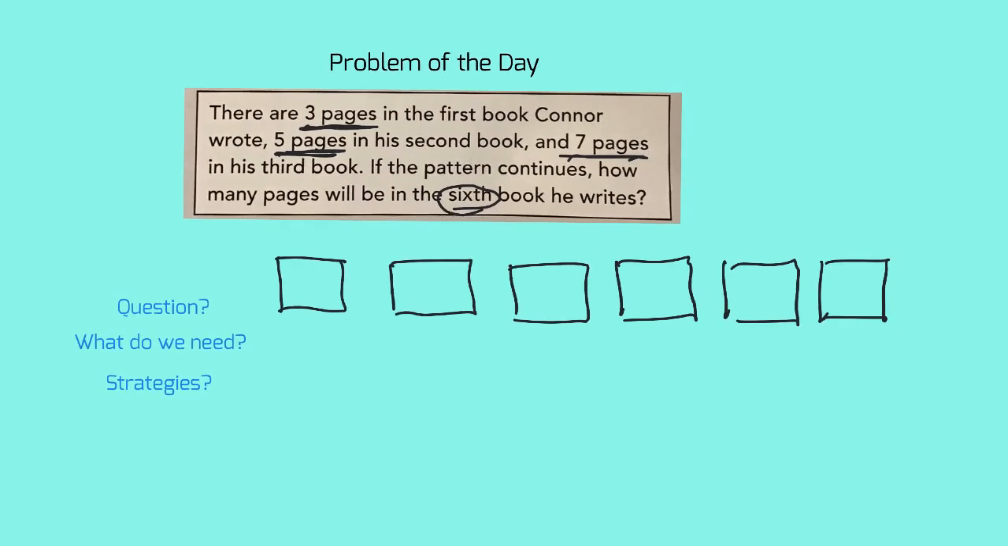All right. So those are his 6 books, and we said in his first book, he wrote 3 pages. And in his second book, he wrote 5 pages. His third book, he wrote 7 pages. And this is the 6th book. So let's go ahead and finish the pattern.